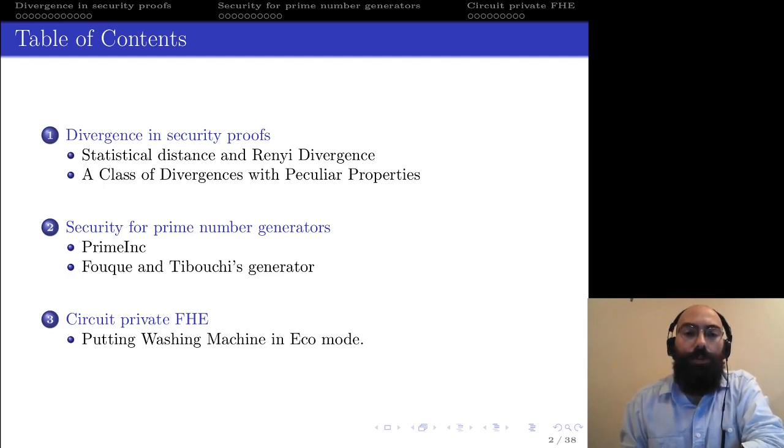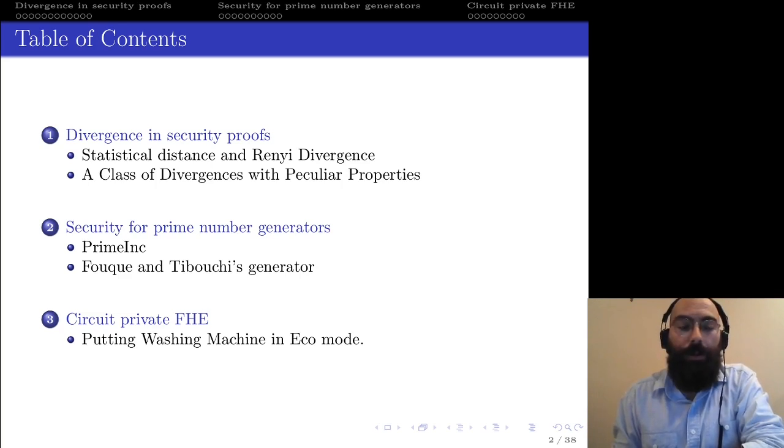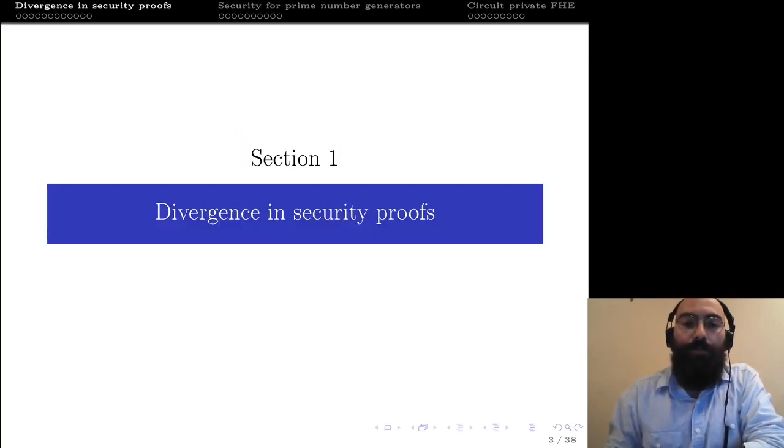First, we're going to talk about divergence in security proofs. Why do we use them? We're going to compare statistical distance and Renyi divergence, and then we're going to talk about a new class of divergence that we introduced with Thomas in the paper that has some nice properties. Then we'll move on to two applications of divergence in security proofs. The first one is the security for prime number generators, and the second one is for a secret-key fully homomorphic encryption scheme. Alright, so let's dive in.